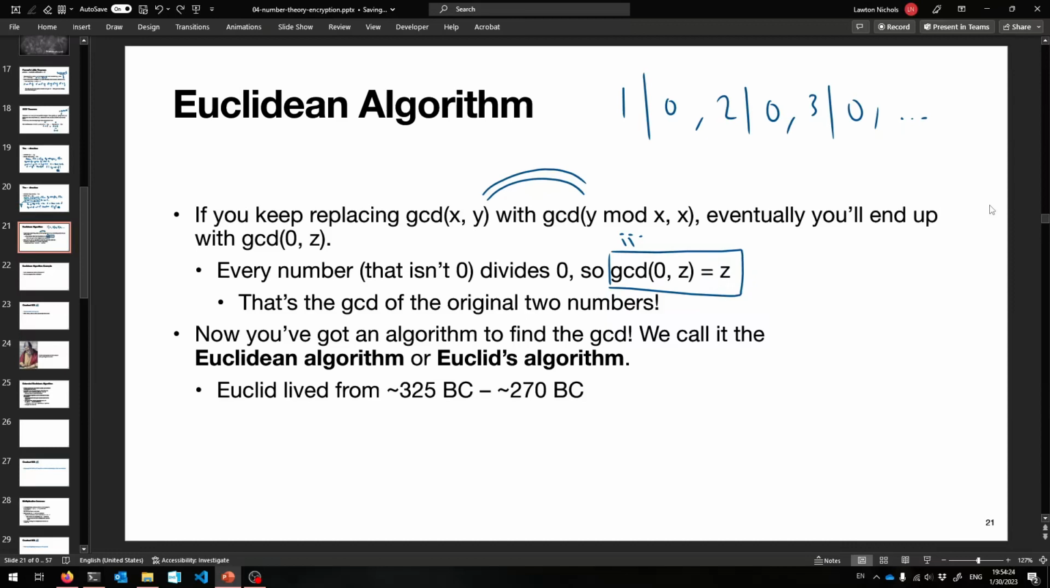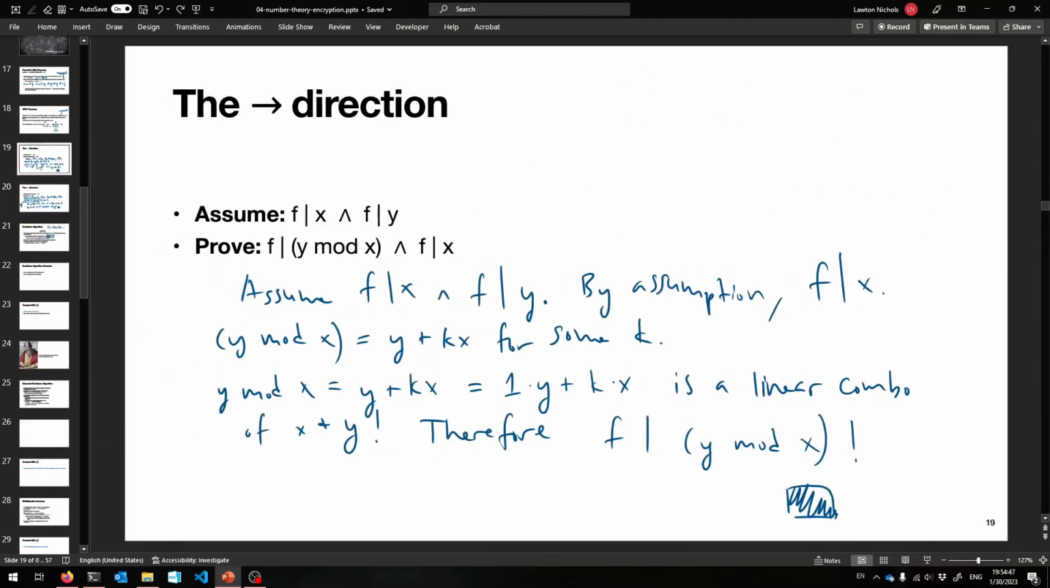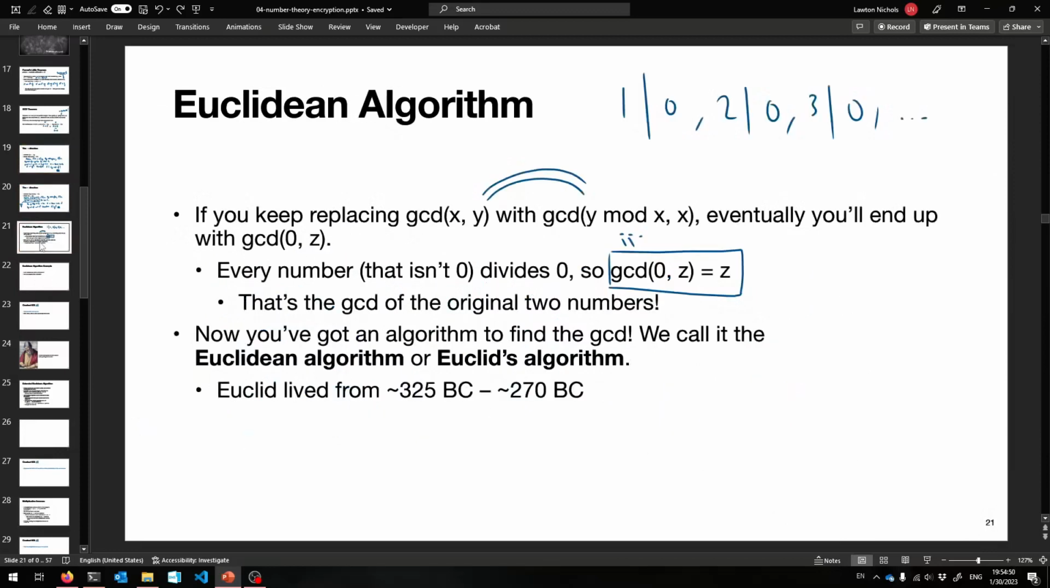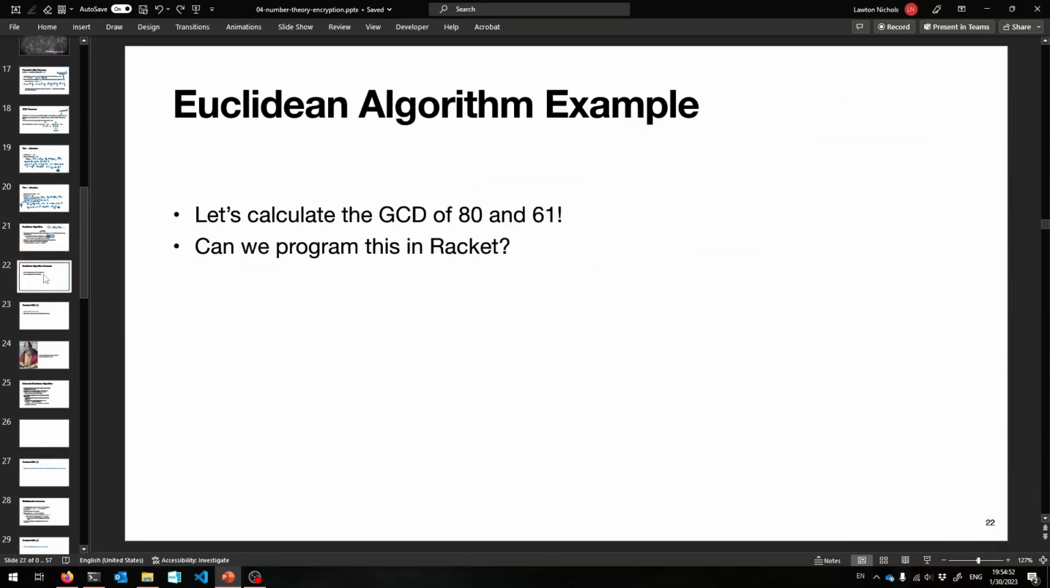We just keep replacing with things that are equivalent. And so that is an algorithm. Now we have an algorithm to find the greatest common divisor. It's called the Euclidean algorithm or Euclid's algorithm. It's probably the very first algorithm ever created and written down, because Euclid lived back in around the 300s BC. We have just proven it to be correct. Cool, huh?